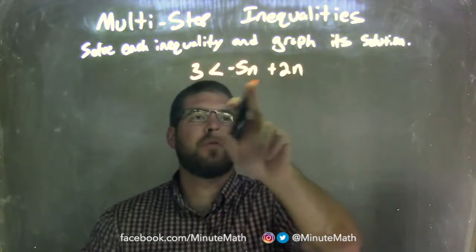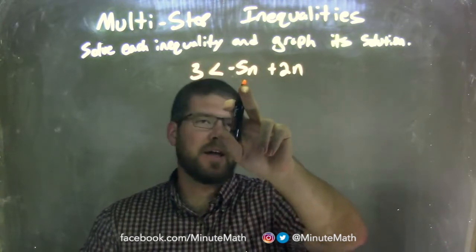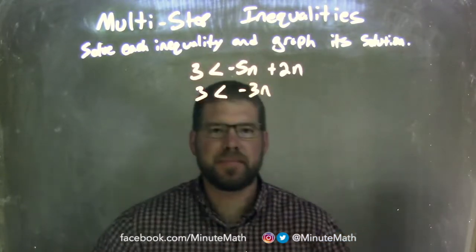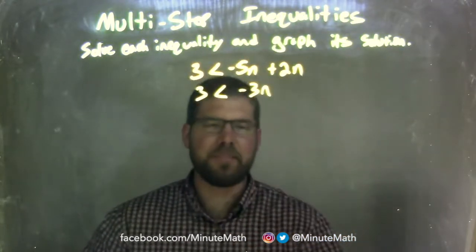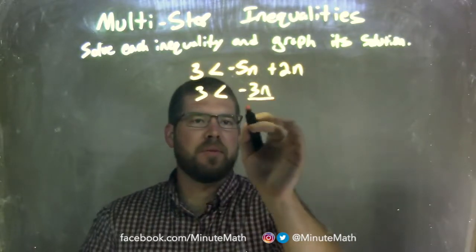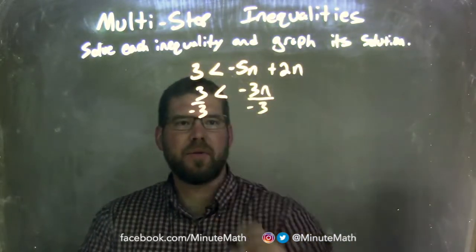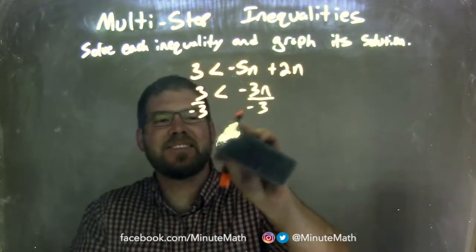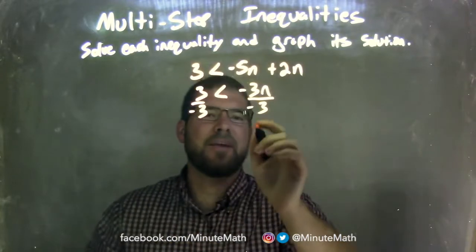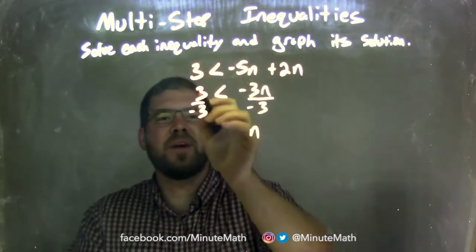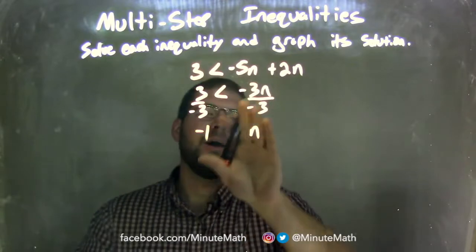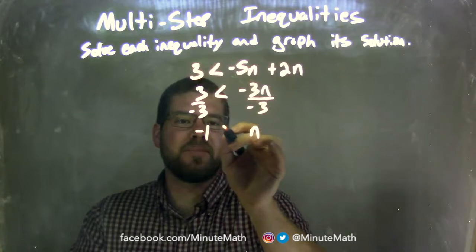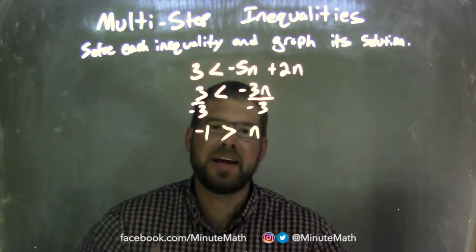Well, first thing is I'm going to simplify this. So I'm going to combine the negative 5n and the 2n, and that gives me a negative 3n. So 3 is less than a negative 3n. I then have to divide by a negative 3 to both sides. When you divide by negative 3 to both sides, n's by itself on the right, 3 divided by negative 3 is a negative 1 on the left. But since we divided over the inequality, that less than sign needs to be a greater than sign. So we have negative 1 is greater than n.